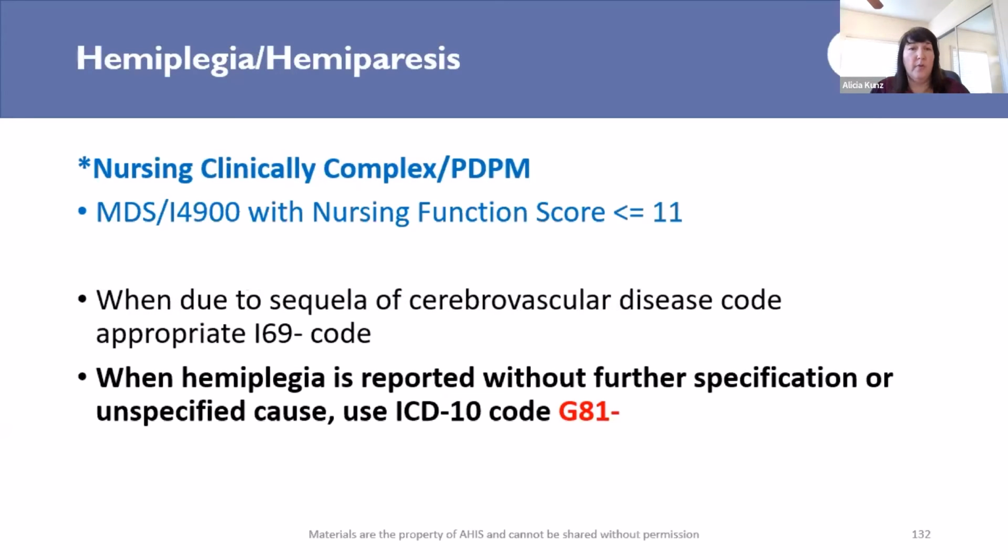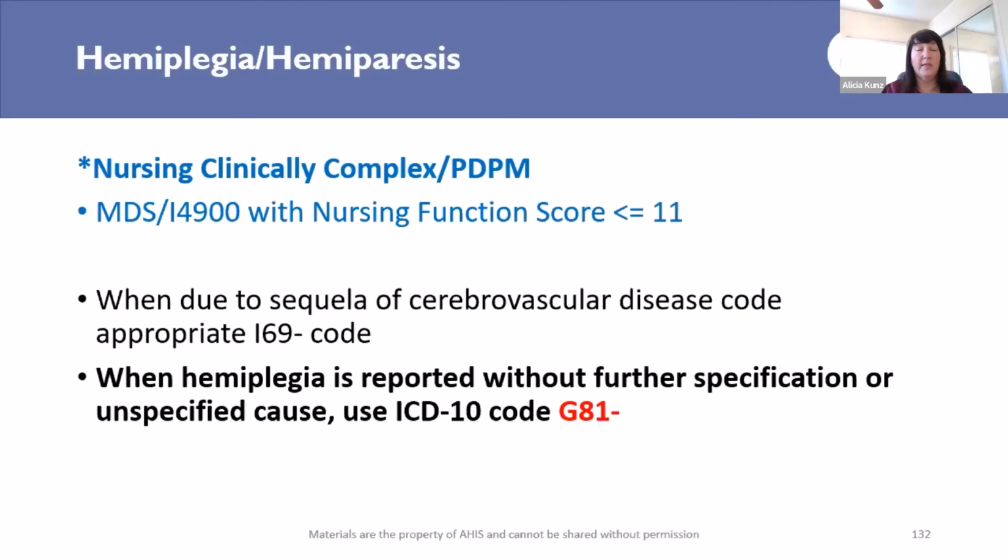Hemiplegia and hemiparesis will impact your nursing category. Those are considered clinically complex. Now, there are two different types of hemiplegia or hemiparesis codes. Some of them are from category I69 as a sequela of a CVA or a cerebral hemorrhage. So if somebody has a stroke and as a result of that stroke, they have hemiplegia, you would assign a code from category I69.